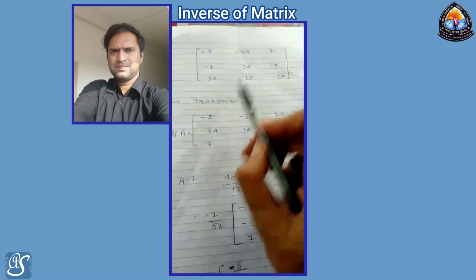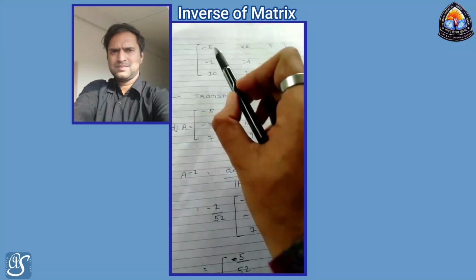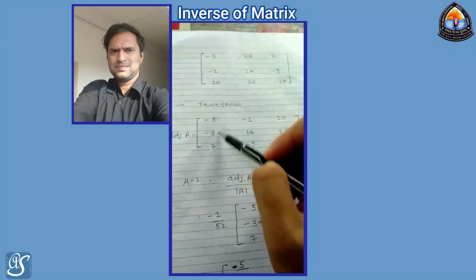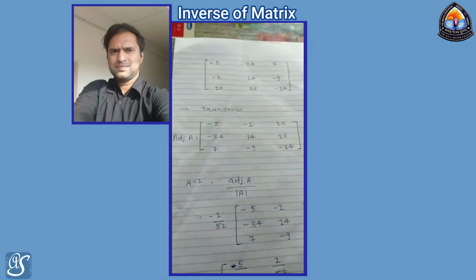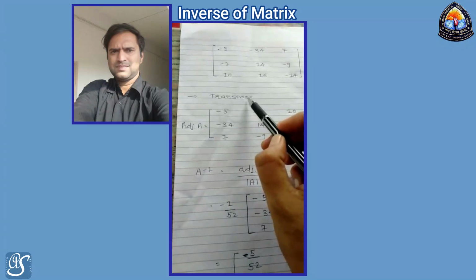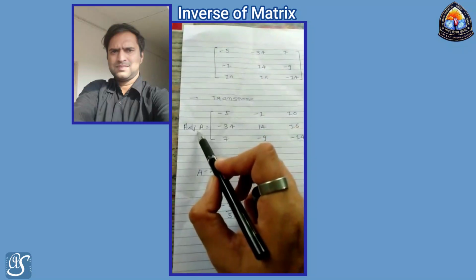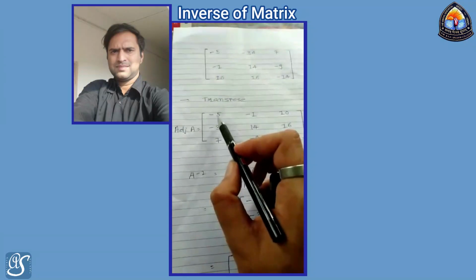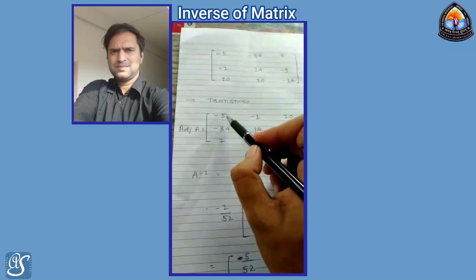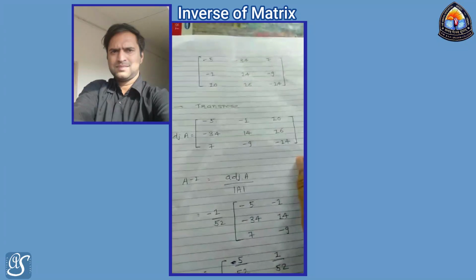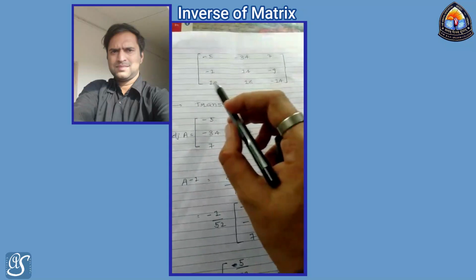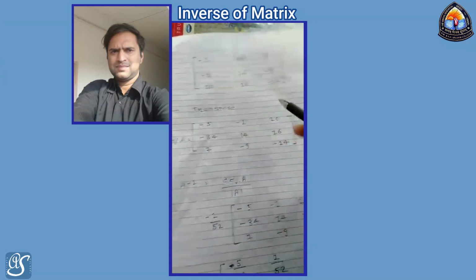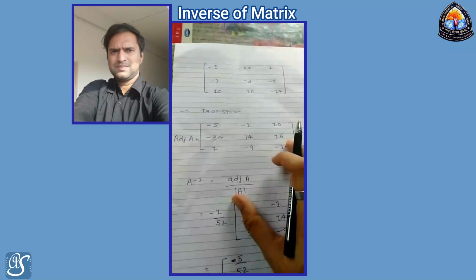Now taking the transpose of cofactors. So arrange first row as first column, second row as second column, and third row as third column. So after taking transpose, it's equal to adjoint A. So adjoint A is equal to first row first column, so minus 5, minus 34, 7. Second row second column, so minus 1, 14, minus 9. Third row third column, so 10, 16, minus 14.